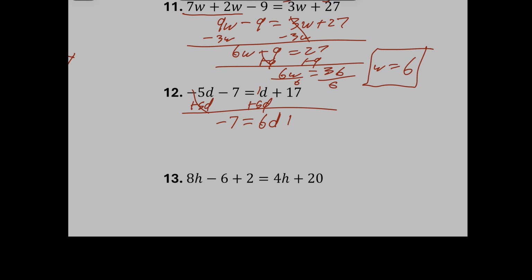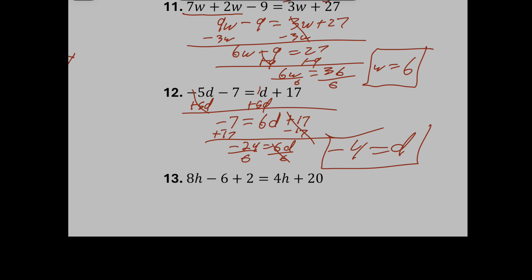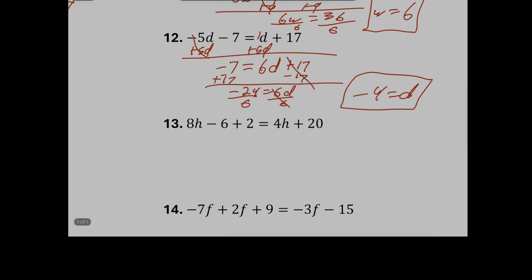Okay. And I'm going to just drop a plus 17 down. Okay. I'm going to subtract 17 to both sides. Boom. And add a line, change a sign, that becomes a negative 24 equals 6D. Divide each side by 6, and I'm going to get negative 4 equals D. There we go. All right, let's go on to number 13.